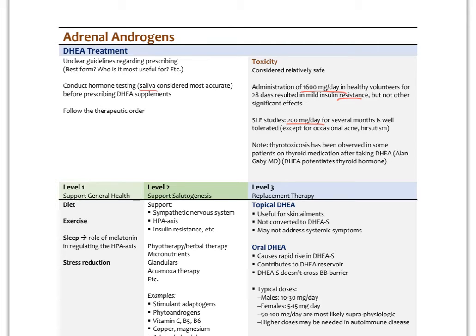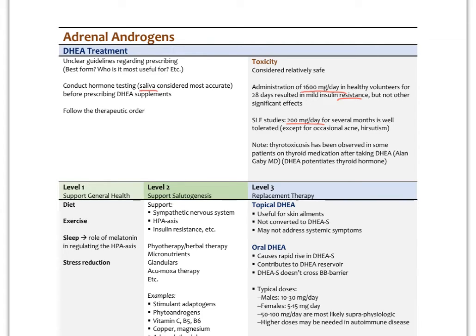Thyroid toxicosis has been observed in some patients on thyroid medication taking DHEA, and that's because DHEA potentiates thyroid hormone. I've seen that a fair amount where I have patients coming in with previously diagnosed hypothyroidism. They might not have particularly elevated antibodies to thyroid, so it's unclear if they have Hashimoto's. And we maybe start supporting the adrenals and the DHEA, and now they start getting hyperthyroid symptoms. So we need to lower their thyroid medication. I've had a couple of patients who we were able to get completely off thyroid medication just by supporting the DHEA. So really consider that with your hypothyroid patients.